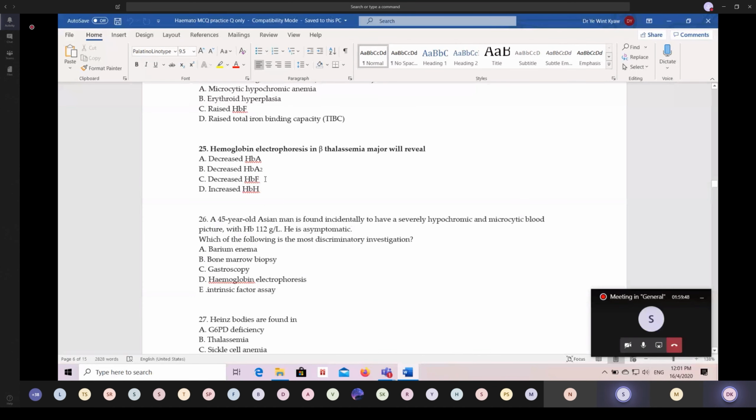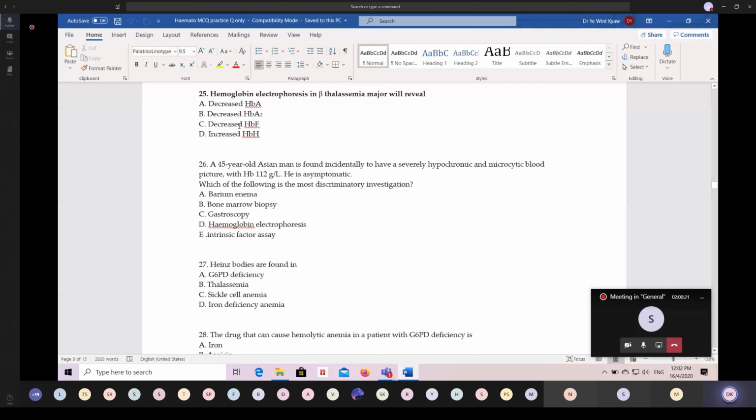This is a little bit controversial. Mainly, I'd go with the answer: most correct is decreased hemoglobin A. Hemoglobin F should be increased. A2 depends on the type, I'm not too sure. A is decreased. Increased hemoglobin H is no. So reduced hemoglobin A level in thalassemia. Just know the main point. Or I can change it, increased hemoglobin F is also correct.